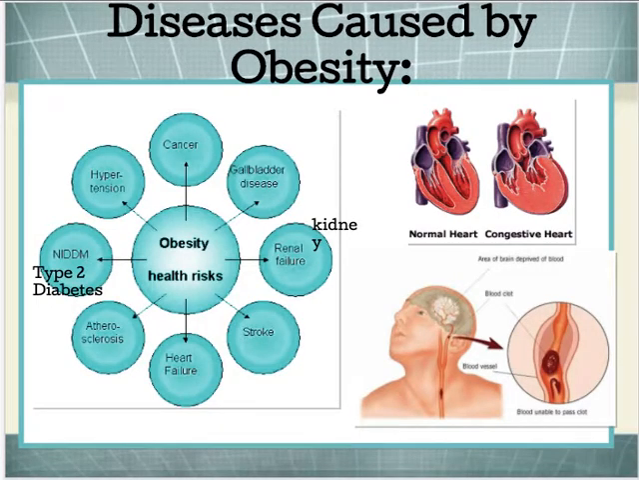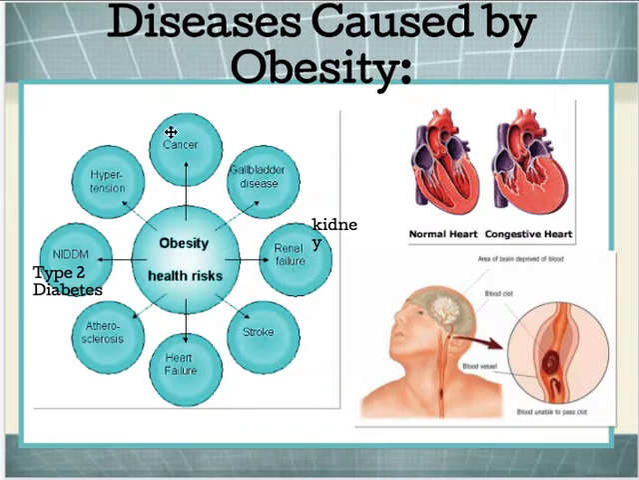So let's talk about the diseases caused by obesity. You can see here, in the top right pictures, you have a normal heart and you have a congestive heart. The congestive heart, you can see, does not have the capacity to pump as much blood throughout the body. In the bottom picture, you have the area of the brain deprived of blood because you have this clot that is stuck in the blood vessel going to the brain, which could cause a stroke.